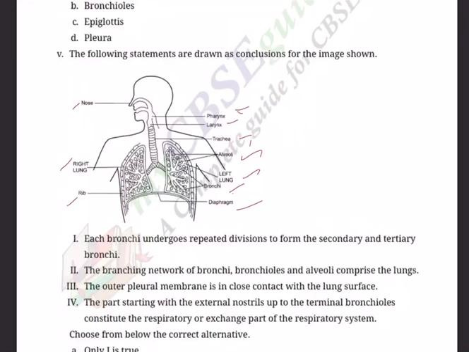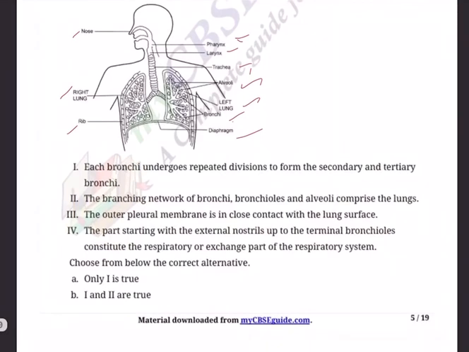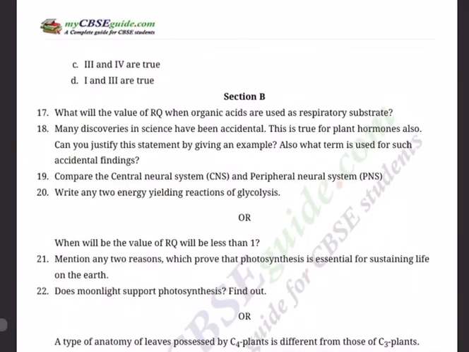Statement 1. Each bronchus undergoes repeated division to form the secondary and tertiary bronchi. Statement 2. The branching network of bronchioles and alveoli comprise the lungs. Third. The outer pleural membrane is in close contact with the lung surface. Fourth. The part starting with external nostrils up to terminal bronchioles constitute the respiratory or exchange part of the respiratory system. Choose from below the correct alternative. A. Only first statement is true. B. Only 1 and 2 are true. C. 3 and 4 are true. And of course D. 1 and 3 only are true.